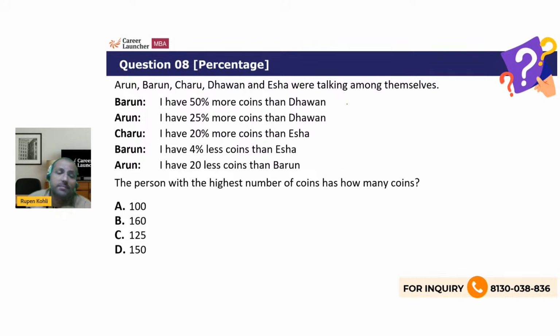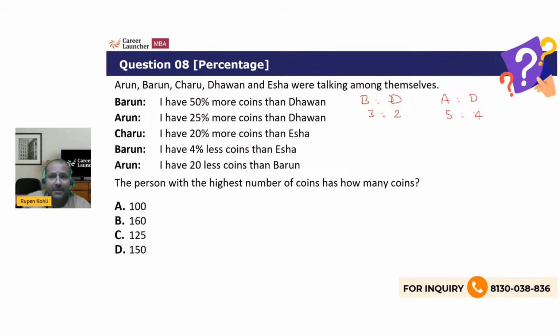50% more means 1.5, or 3 by 2 times. So B ratio D is 3:2, right? From the next statement, Arun is saying I have 25% more than Dhawan. So A ratio D comes how much? 1.25, 25% more. So 1.25 is 5 by 4. So this ratio is 5:4.